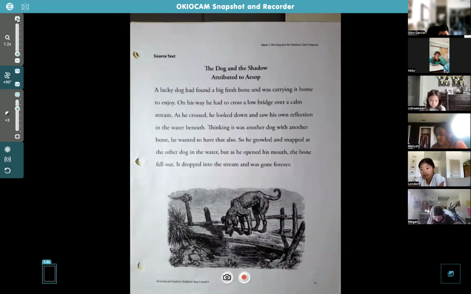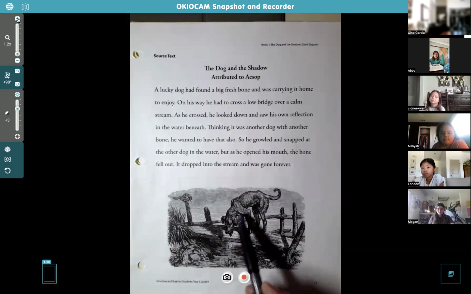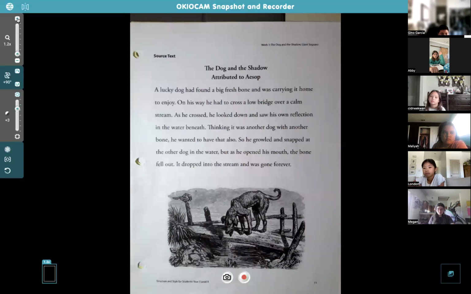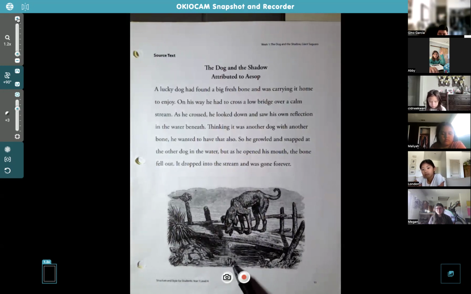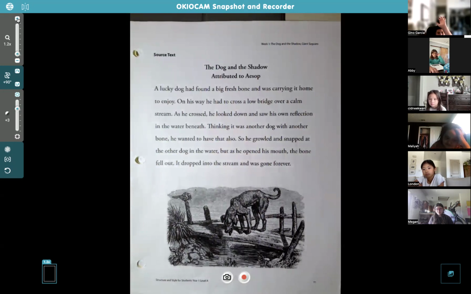So what do you think? What is the lesson we can learn from that little story? Anybody have any ideas? So we have this dog. He found a bone. He's loving his bone. He's all excited about his bone and he's going home with it. Then he crosses this bridge and he sees himself, but he doesn't realize it's himself. He sees himself with a bone and thinks it's another dog. And then he gets kind of jealous, right? He wants that bone too. And when he opens his mouth, he loses his bone forever. So Gino, what could we learn from that paragraph? Don't be greedy.